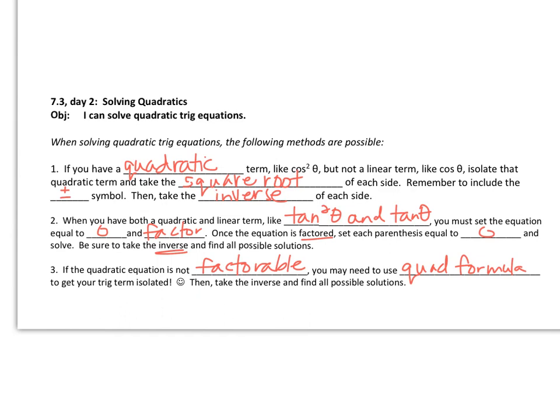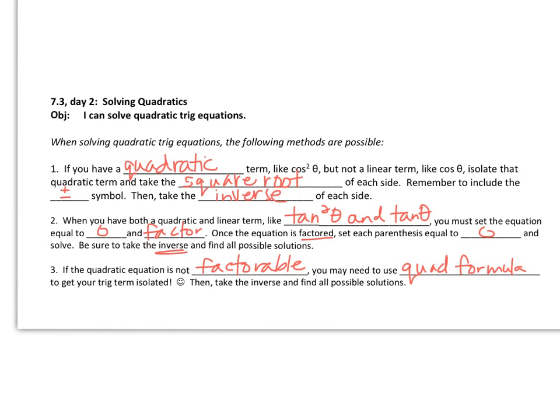The second part of 7.3 Day 2 will include factoring. I wanted to quickly review the steps to solve as a refresher before we work on those final problems. When solving quadratic trig equations, the following methods are possible. You already have this, so let's just read through it quickly again before we start.